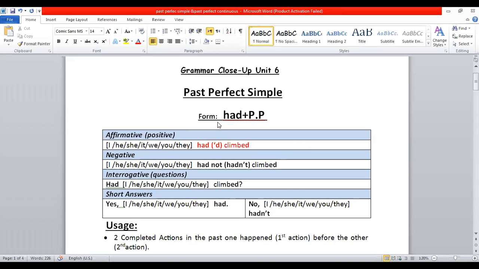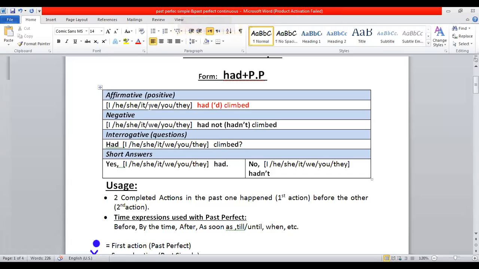If you want to form the past perfect simple, you will use had plus past participle. So in the positive form, the affirmative, you will use had plus past participle, like had climbed. If you want to make the negative, you will say had not or hadn't climbed. And if you want to make questions, you will use had as a helping verb.